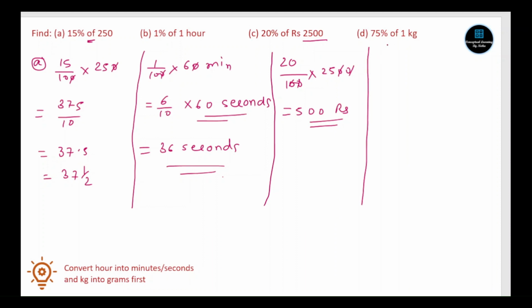And the last one. Now, 75% of 1 kg. Again kg, so I'll try to convert that into grams. So what do I write? 75% is 75 upon 100 into 1 kg, which is 1000 grams. So I am writing this now in grams. Write the unit. 0, 0 cancel out and what do we get? Yes, 750 grams. Easy? Great.